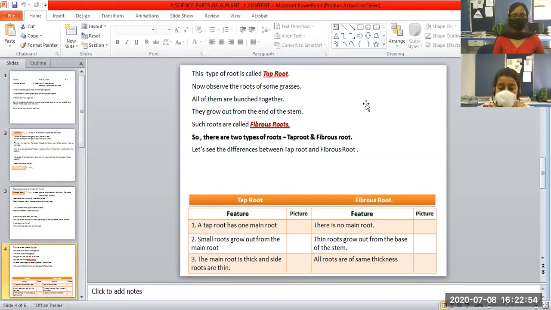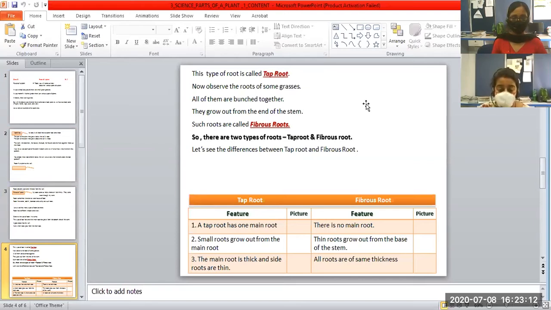Now, you must have seen grasses. Have you seen grasses? Yes, ma'am. Okay. In grasses, there is no single root, but all the roots are bunched together. They grow out from the end of the stem. These types of roots are known as fibrous roots.